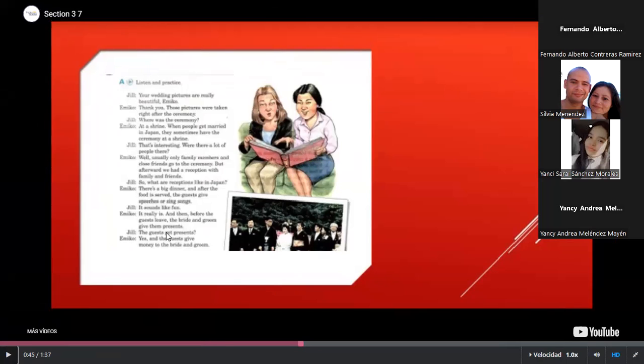Japan, they sometimes have the ceremony at a shrine.